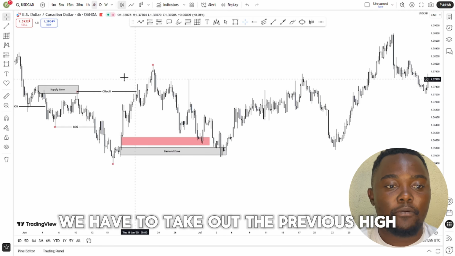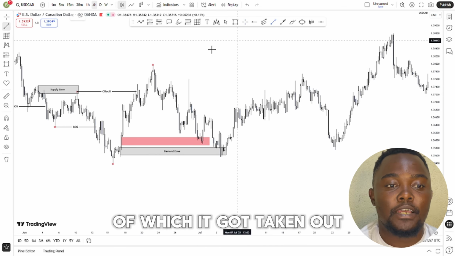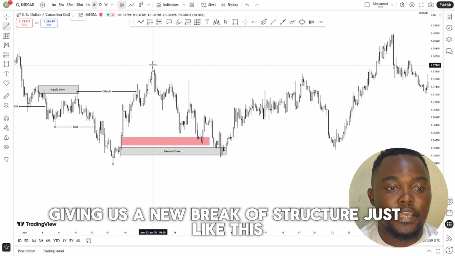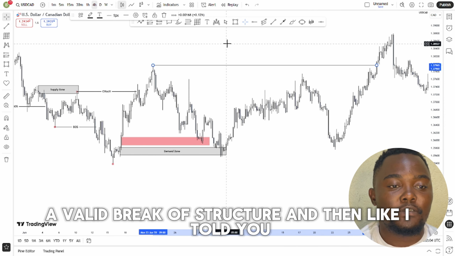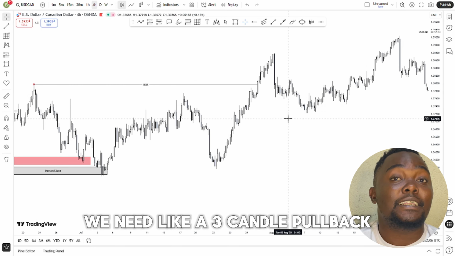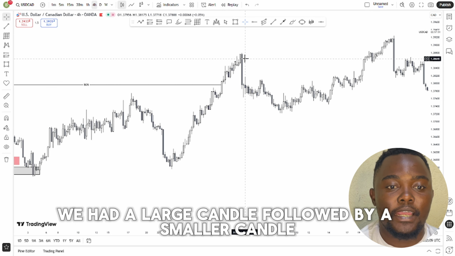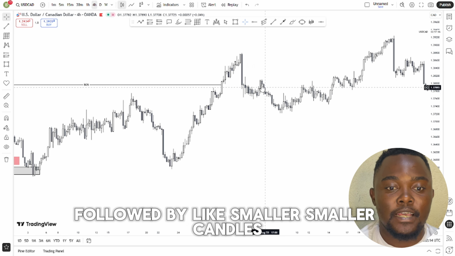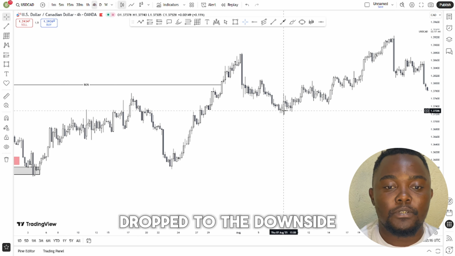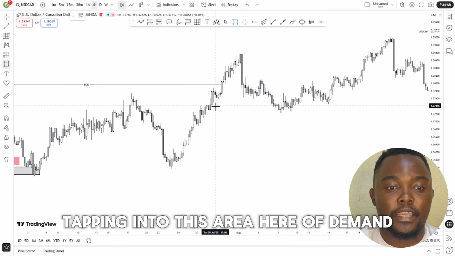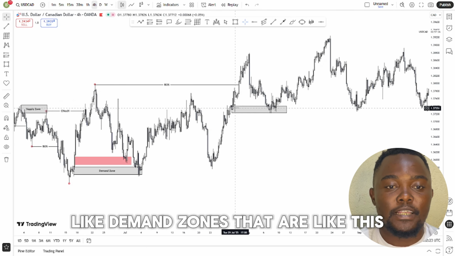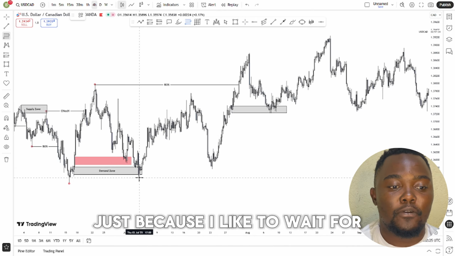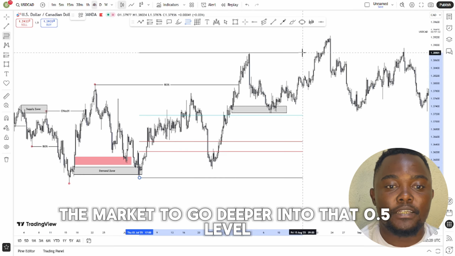As you can see right there, we had to take out the previous high, which got taken out, giving us a new break of structure just like this. This is a valid break of structure, and like I told you, we need a 3 candle pullback. As you can see here, we had a large candle followed by a smaller candle followed by even smaller candles, and that is when the market dropped to the downside, tapping into this area here of demand. I don't like trading demand zones like this, because I like to wait for the market to go deeper into that 0.5 level.